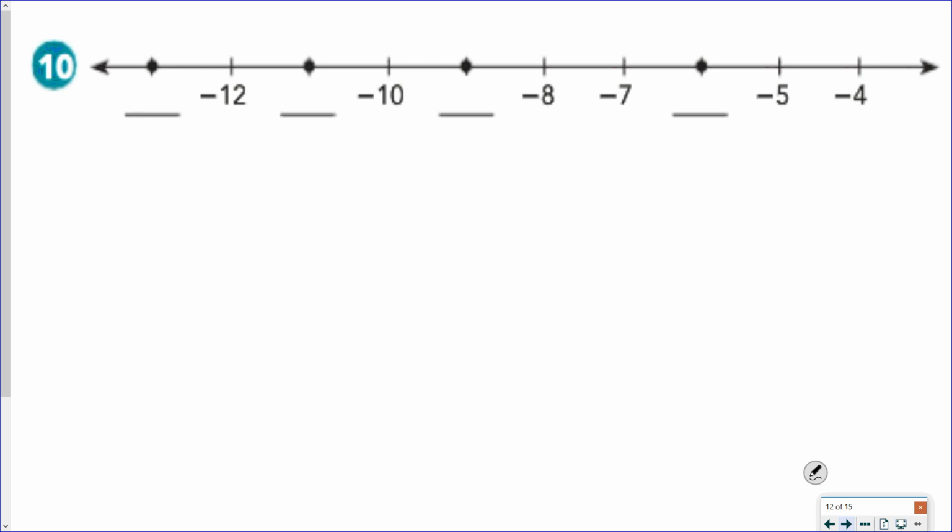I need to fill in the missing values on this number line. So in this first one would be negative 13. And then between negative 12 and negative 10 would be negative 11. Between negative 10 and negative 8 would be negative 9. Between negative 7 and negative 5 would be negative 6.